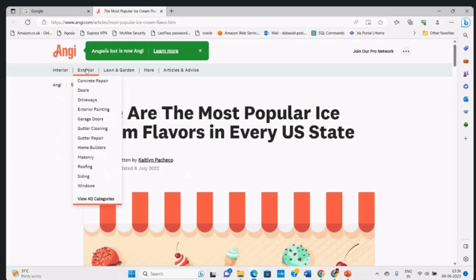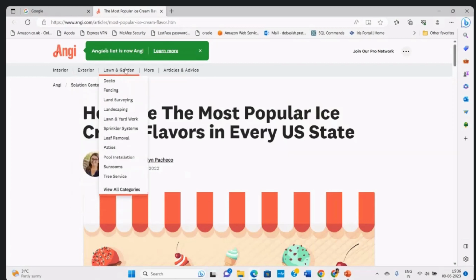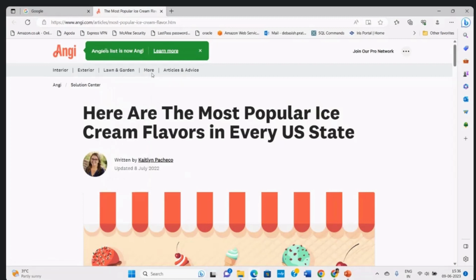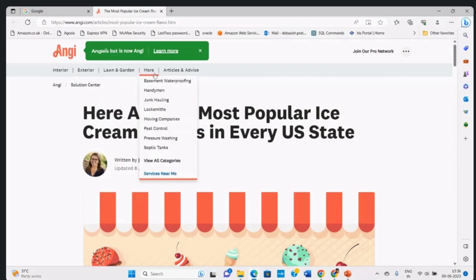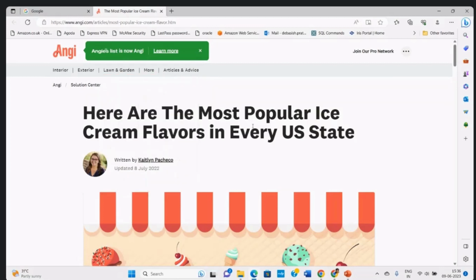In exterior things, it is doing concrete repair, doors, driveways, painting, garage doors, gutter cleaning, and so many things. In lawn and garden, it makes decks, fencing, land surveying, landscaping, and so on. And in more, you will get to know that it is also doing basement waterproofing, handyman, junk hauling, and so on. So you see that all these solutions are nowhere related to ice creams. So why is it doing so?